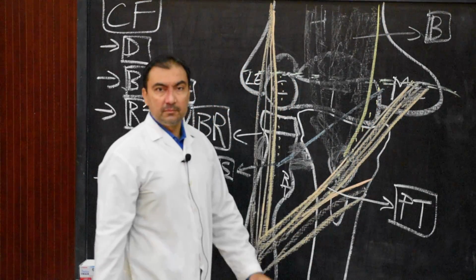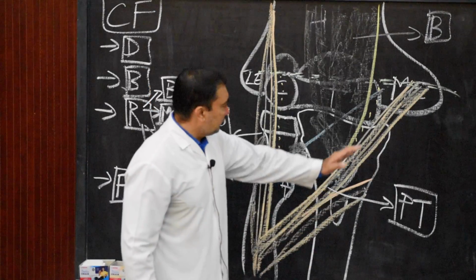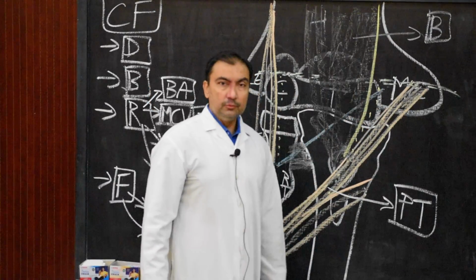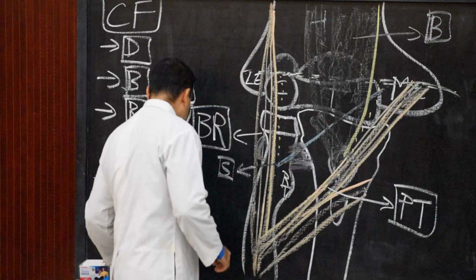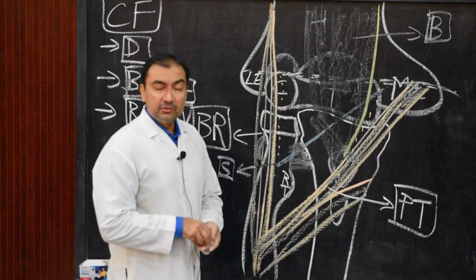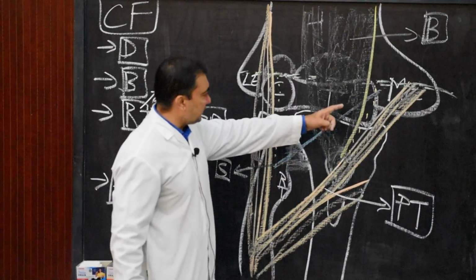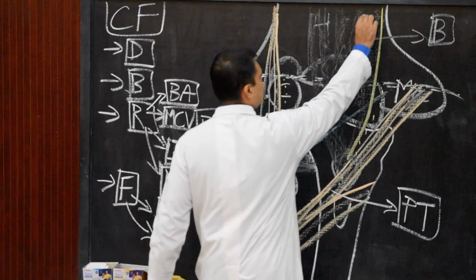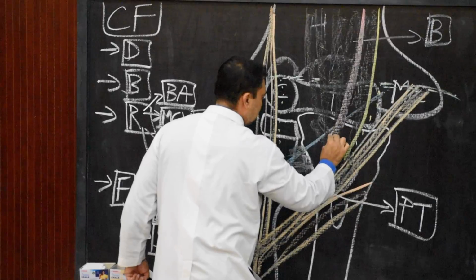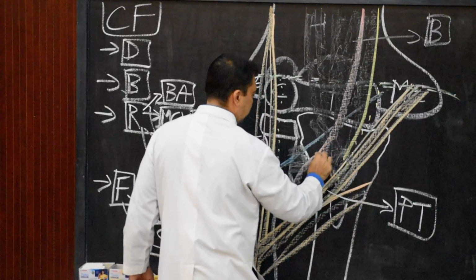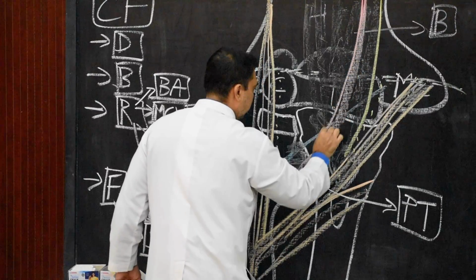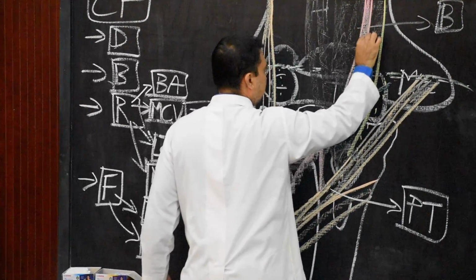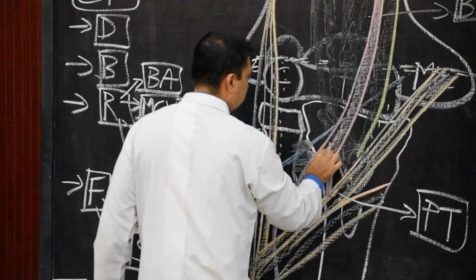median nerve. We are going from the medial to the lateral side, median nerve. Content number 2, brachial artery. So medial to lateral, first is the median nerve, second is the brachial artery. Here goes the brachial artery, which will divide at the neck of the radius into 2. So first you draw the brachial artery. This is the brachial artery.